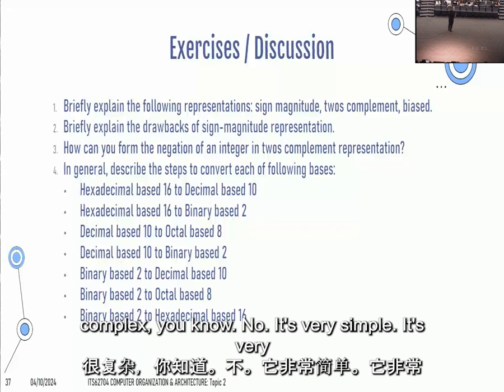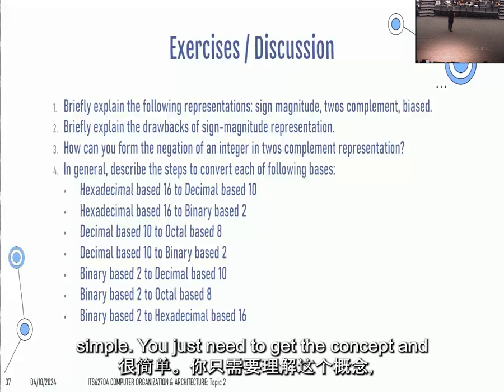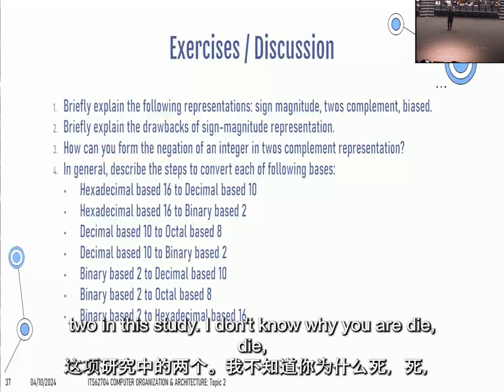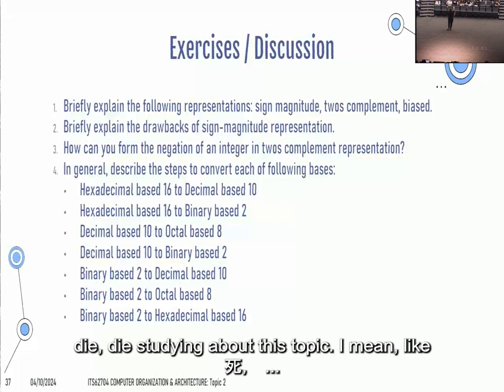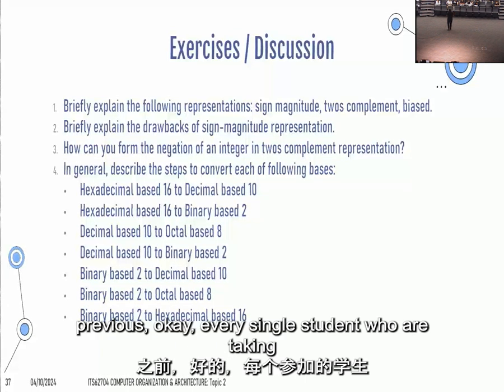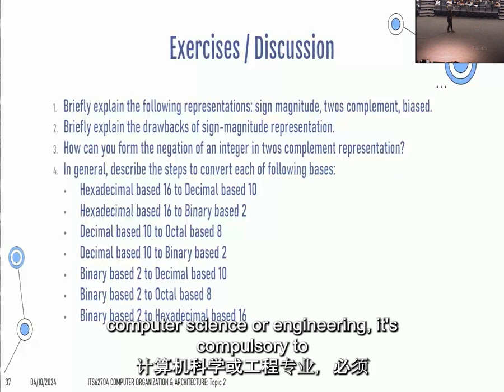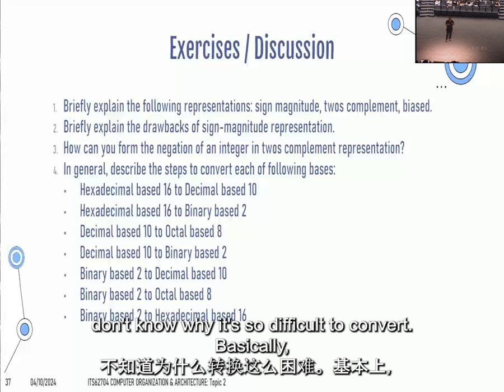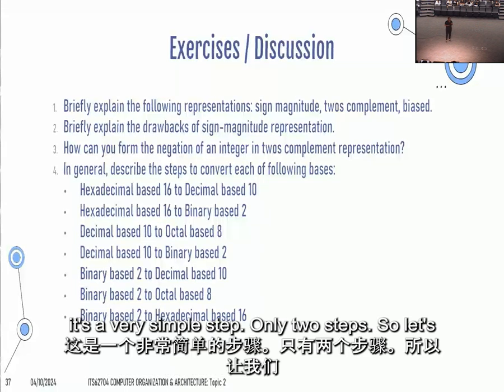Nevertheless, if you read question number 4, it seems so complex, but no, it's very simple. You just need to get the concept and formula. That's it, only the concept and the formula in this study. I don't know why you study this topic. I mean, every student taking computer science and software engineering must know about this conversion, and I don't know why it's so difficult to convert. Basically, it's a very simple step, only 2 steps.